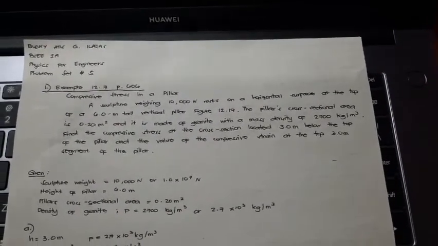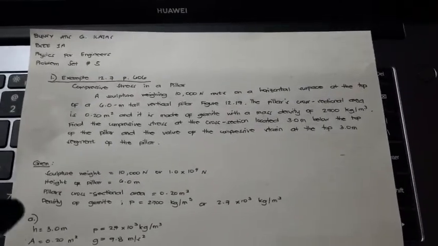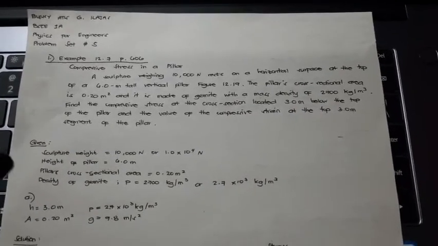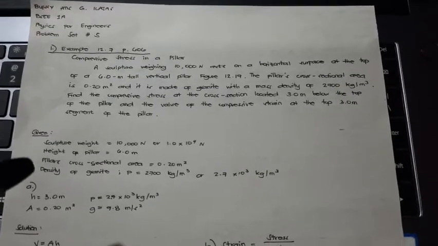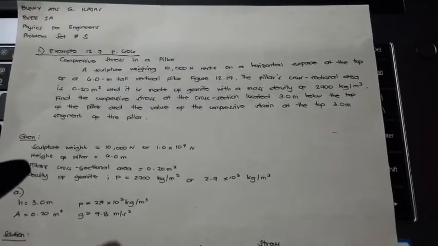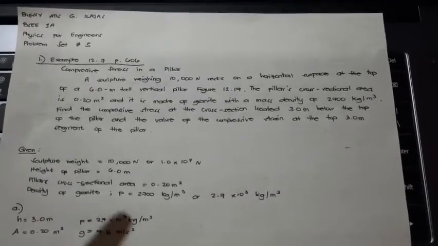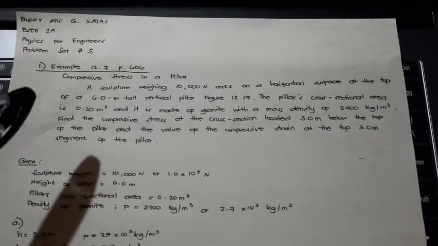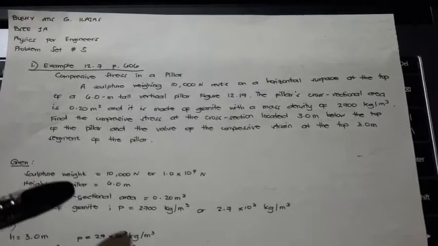My name is BLESSY ATIS Ilajas from BSEE 1A, and this is my work and explanation on what I have understood from the book. Given na ang solution sa problem set, ang ako lang is gi-explain kung giunsa siya pagkuha. So problem set number 5, number 1, example 12.7 on page 606.